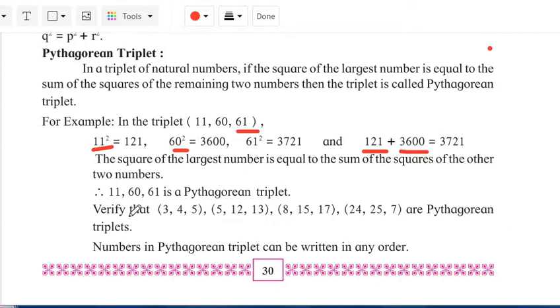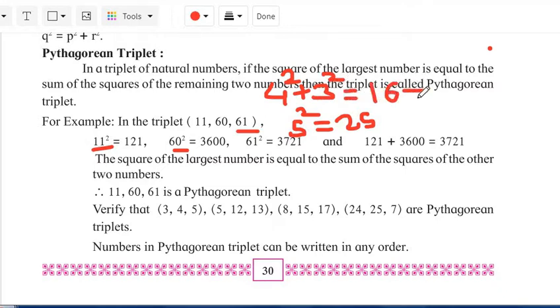Then the question is: verify that 3, 4, 5; 5, 12, 13; 8, 15, 17; 24, 25, 7 are Pythagorean triplets. How to verify this? See, first we have to write here 5 square. 5 square is equal to 25. Write in this way. Then next step is 4 square plus 3 square. Not 5, 3, the remaining sides. 4 square plus 3 square. 4 square is 16 and 3 square is 9. Now 16 plus 9 is 25.